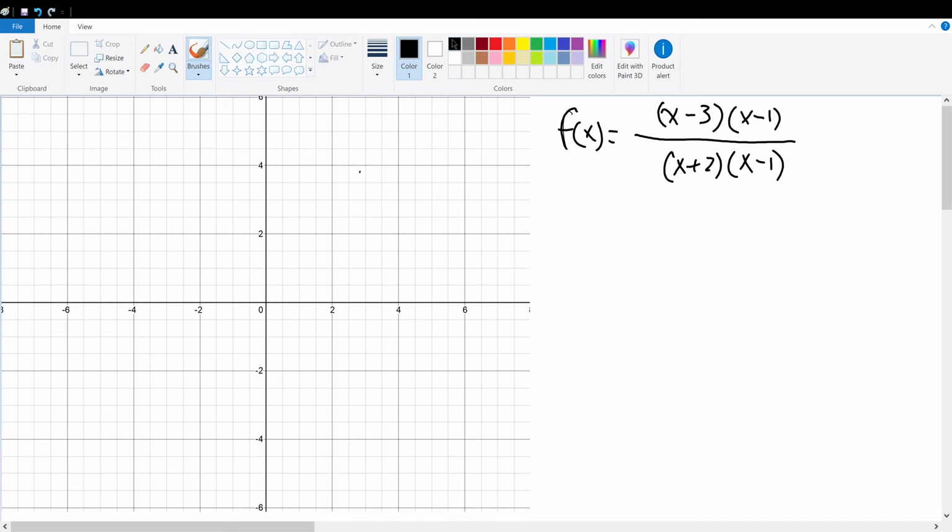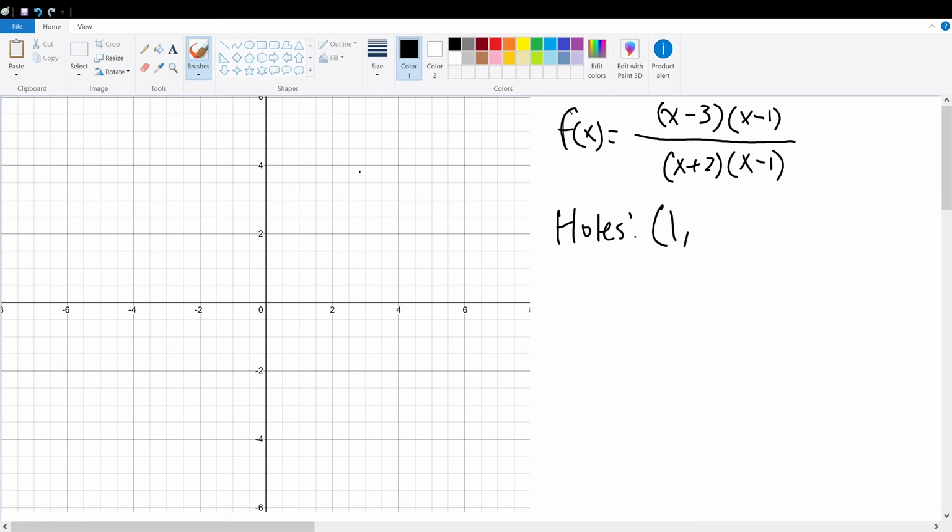Today we're going to be practicing how to graph rational functions once more, taking on the function f of x is equal to x minus 3 times x minus 1 divided by x plus 2 times x minus 1. We must first determine whether this function has any holes. In this specific example, it does. It will have a hole when x is equal to 1.